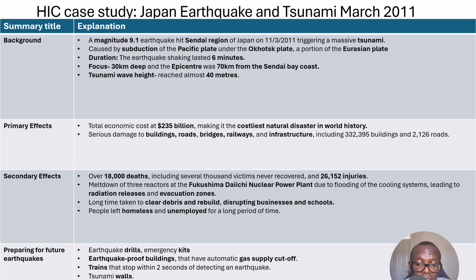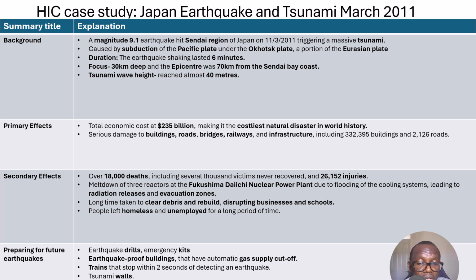Now we know that obviously if you have a nuclear power plant, it's likely to release very harmful radiation, and that is why people were evacuated from the area. So it took a long time to clear the debris and to rebuild, and that disrupted businesses and schools, due to the time that it took for this cleanup process to take place. People were left homeless and unemployed for a long period of time as well.